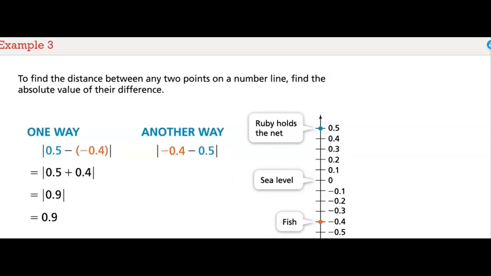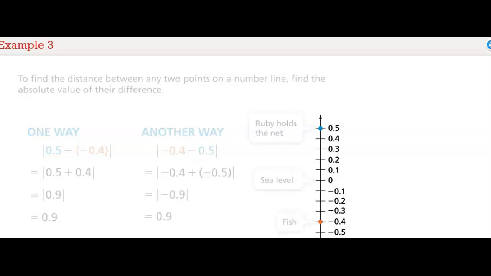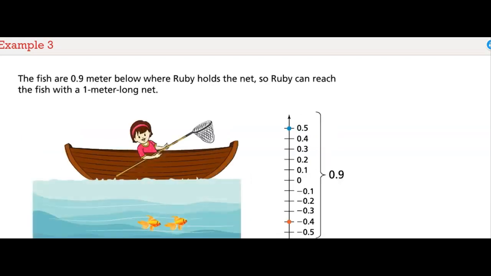Another way to express the difference is the absolute value of negative 4/10 minus 5/10. Subtracting a positive number is equivalent to adding its opposite. The expression is equivalent to the absolute value of negative 9/10, which is 9/10. The fish are 9/10 meter below where Ruby holds the net, so Ruby can reach the fish with a 1 meter long net.